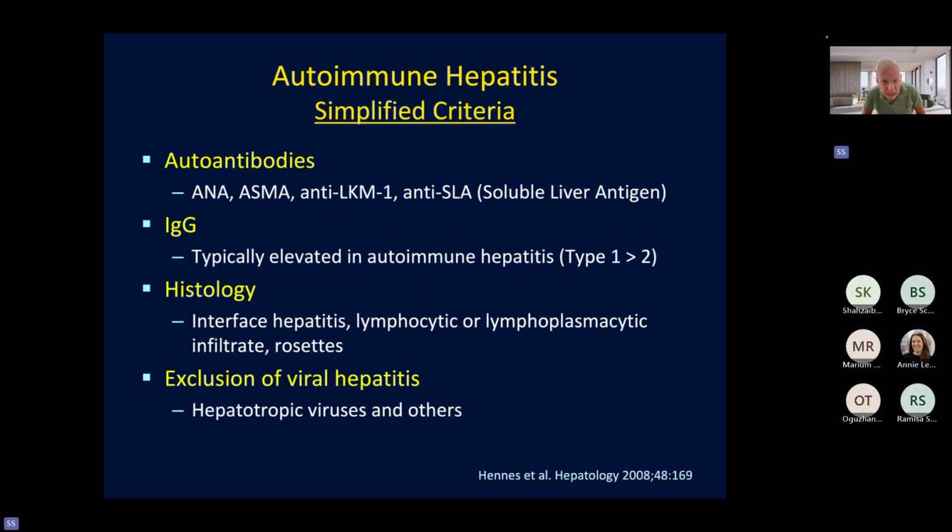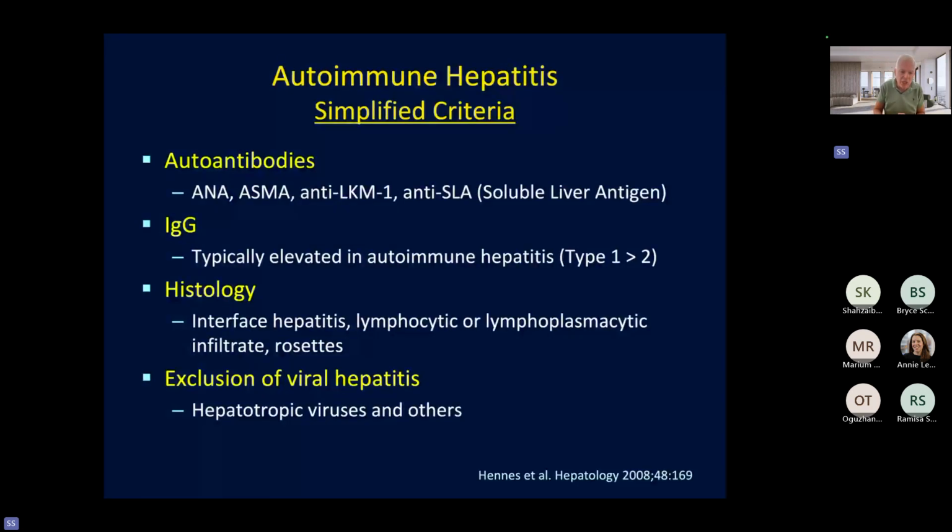The autoantibodies in autoimmune hepatitis include, and I'm sure you're all familiar with this, anti-nuclear antibody, anti-smooth muscle antibody, anti-liver kidney microsomal antibody, and anti-soluble liver antigen. What is the meaning of this? These are all antibodies directed at self-proteins. IgG is typically elevated in these patients, in type 1 greater than in type 2. We'll have more to say about that.